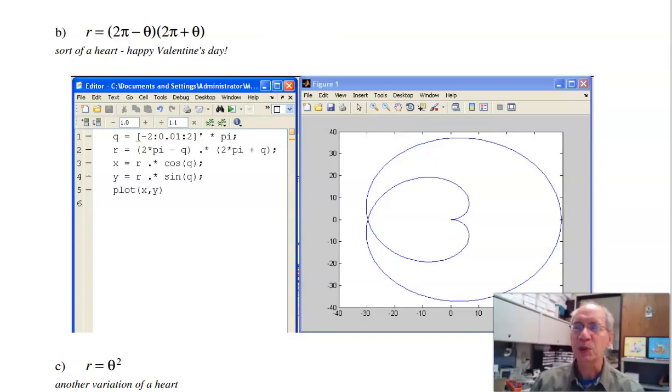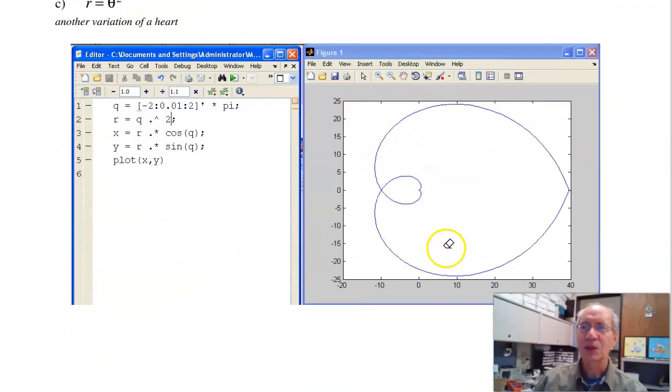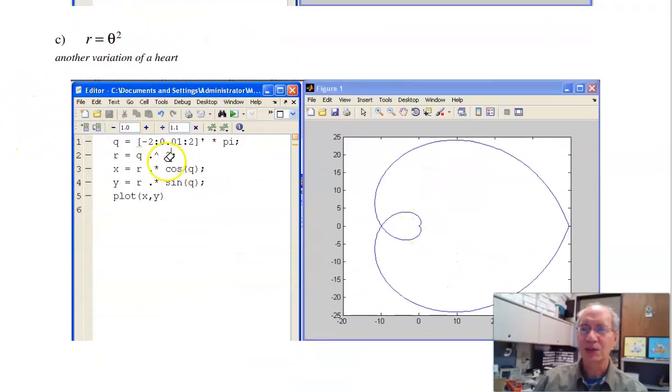If I take a different polar function, r is 2 pi minus theta times 2 pi plus theta, plot it. Here's theta, calculate r, pull out the x-coordinate, pull out the y-coordinate, you get kind of a heart. Kind of like Valentine's Day. If I do r is theta squared, from minus 2 pi to plus 2 pi, calculate r, pull out the x-coordinate, pull out the y-coordinate, I get another variation of a heart. And in preparation for Valentine's Day, you can come up with a mathematical equation for a heart.